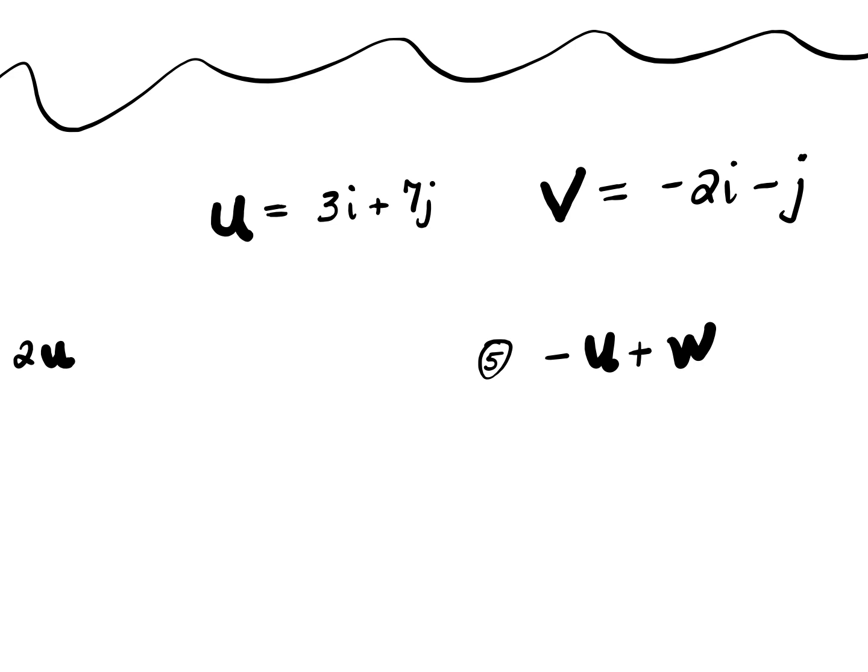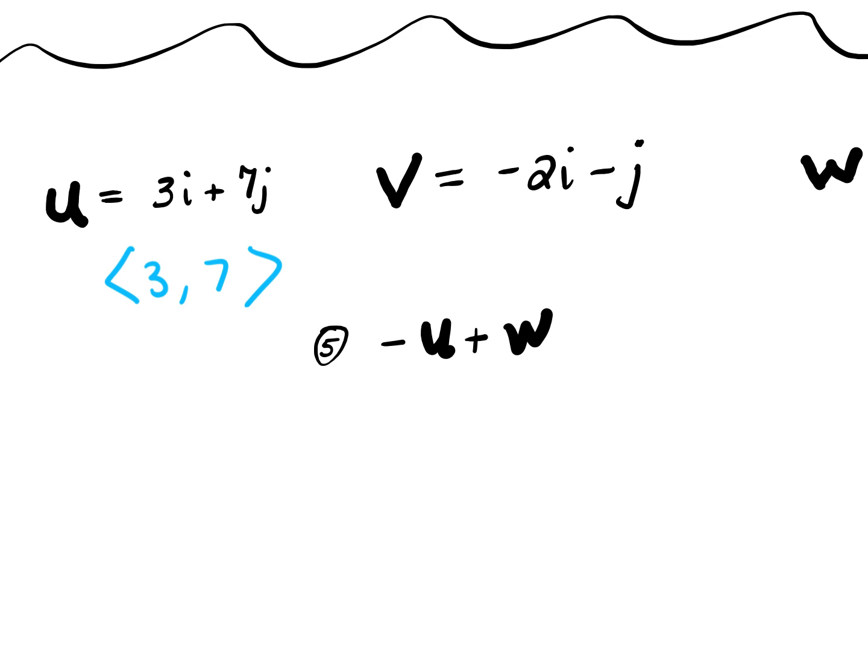This is just written a little bit differently, but the first number is going to be the coefficient in front of the i. The second number in our component form is going to be the coefficient in front of the j. So here our vector would be 3, 7. For v, our vector would be -2, what? What'd you say? Just 1? -1.